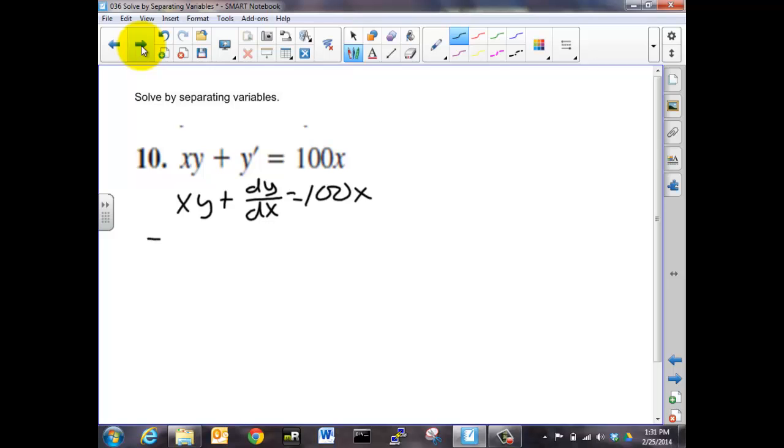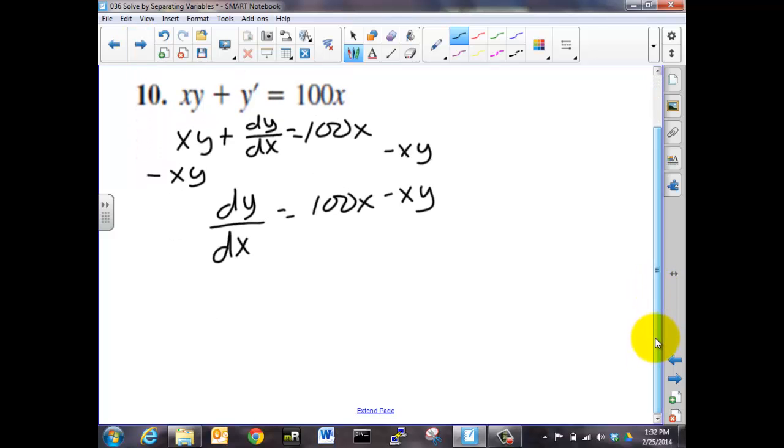So what I would do is subtract xy from both sides. So we get dy over dx equals 100x minus xy. Now, I think that's what I would look at, because remember, what are we trying to get to? If it's got an x in it, we want it on the right side. If it's got y's in it, we want it on the other side. So I would factor an x out of this and get x times (100 minus y).